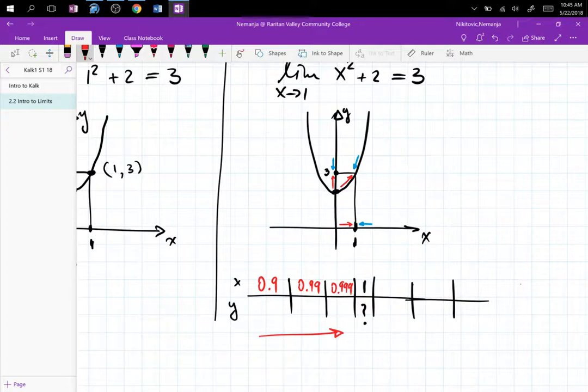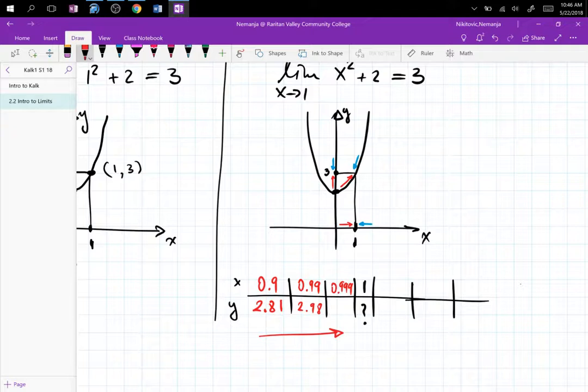So 0.9 squared is 0.81 plus 2, so that's 2.81. The next value should be closer to 3 as you compute it, right? So let's compute those. We have 0.99 squared plus 2, and that gives us 2.98. You see that 2.98 is closer to 3.